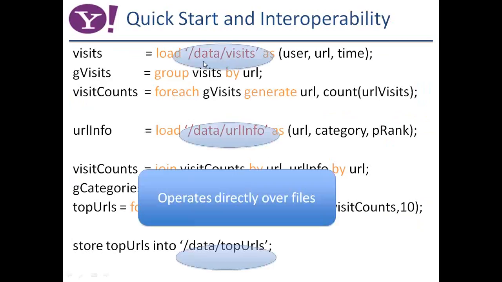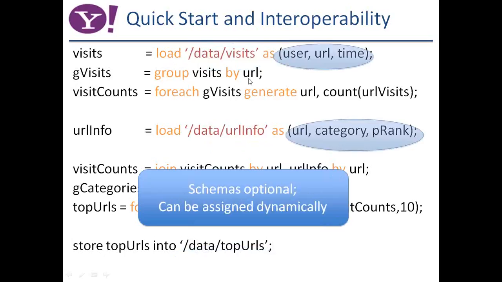So one thing you can see, Pig operates directly over files, right? That means the files themselves are going to be passed as parameters here. And next thing is that schemas are optional and can be assigned dynamically. Suppose when you want to create a table and insert the data in SQL, you have to have the schema, and within that particular schema only, the data has to be loaded. But in this particular case, you can use the schema, or even if you don't use the schema, that should be fine.